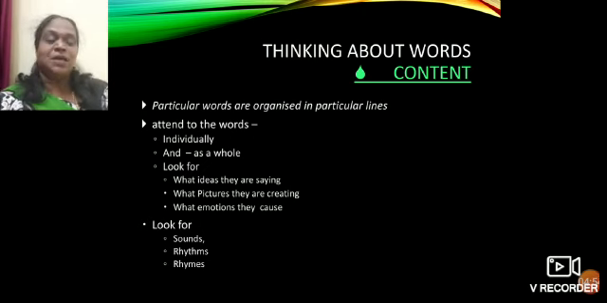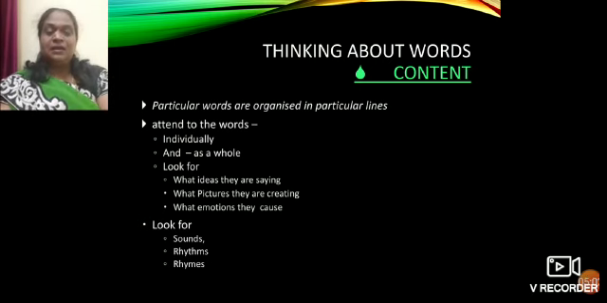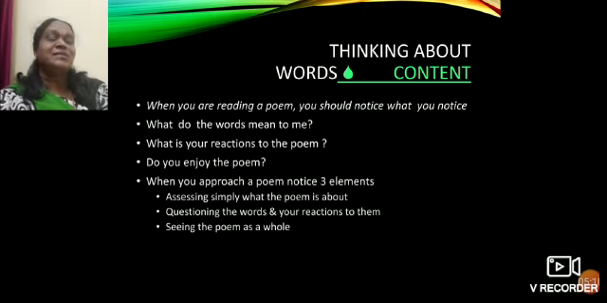So what emotions do they cause when you read these poems? Therefore, when you're reading these poems, and particularly the words, when you identify particular words in poems, you should look for sounds, rhythms, and rhymes. So when you're reading a poem, you should notice what you notice. Now, it might look a little amusing. What is it? Well, you should notice what you notice.